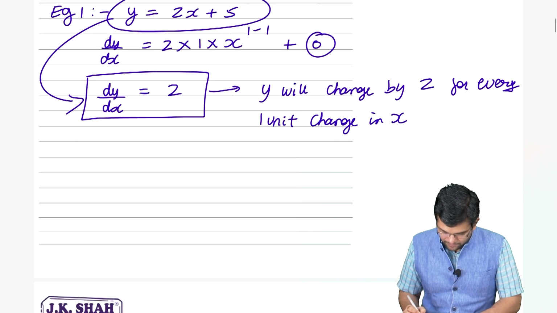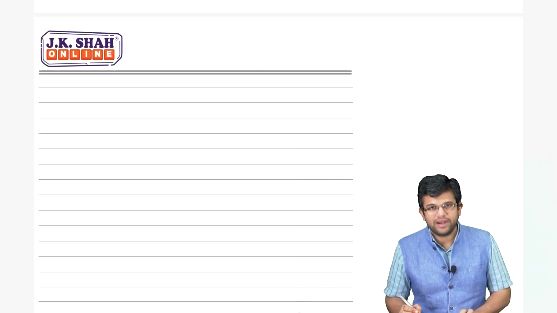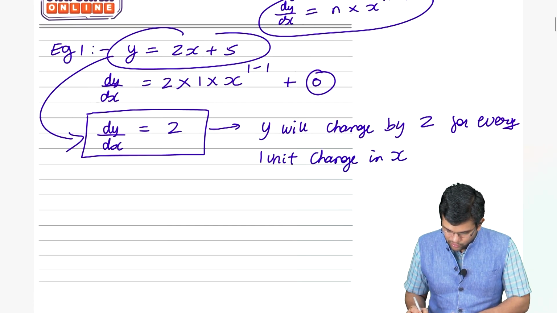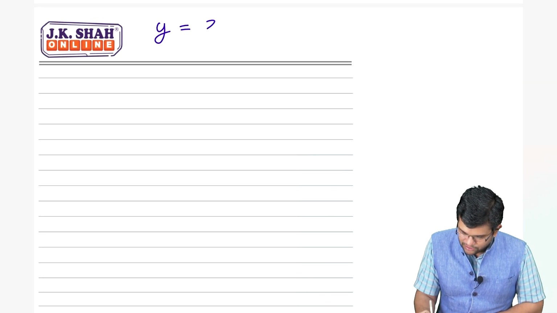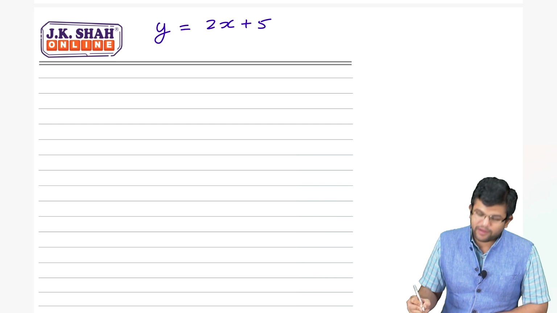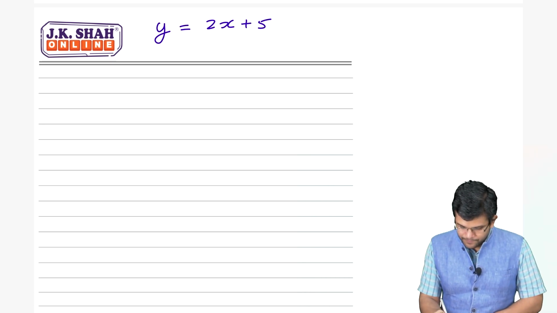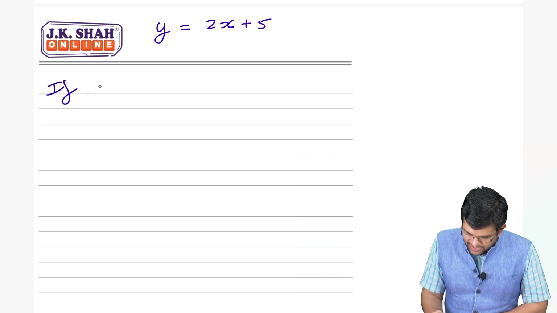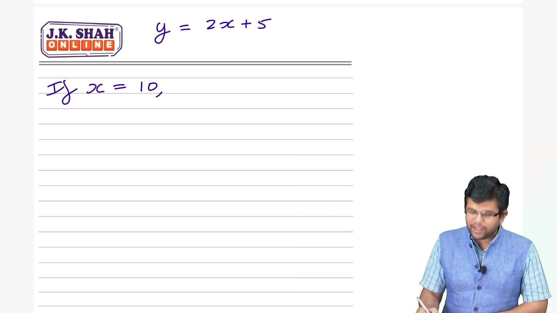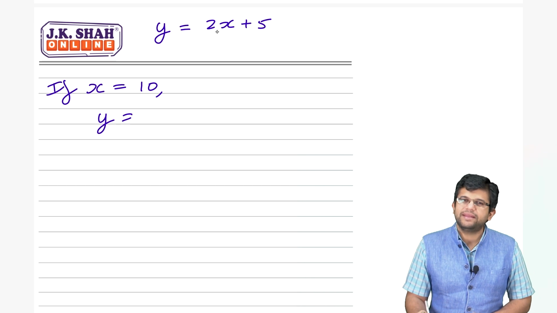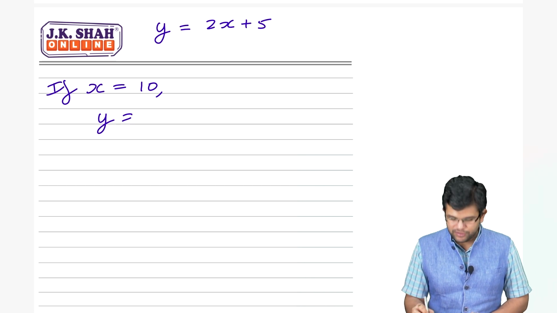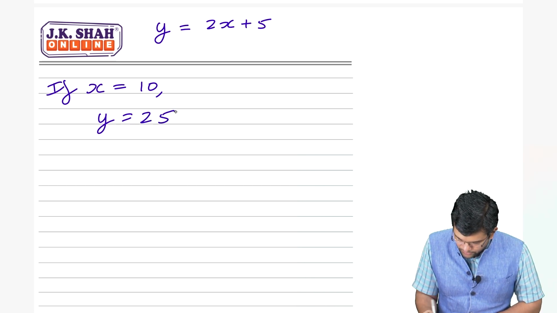Now let's see how that happens. Let's take few numbers now. I'll write down the equation again: y is equal to 2x plus 5. Now if x is equal to 10, can I say y is equal to 2 into 10, that is 20, plus 5 is 25? Can I say y is equal to 25?